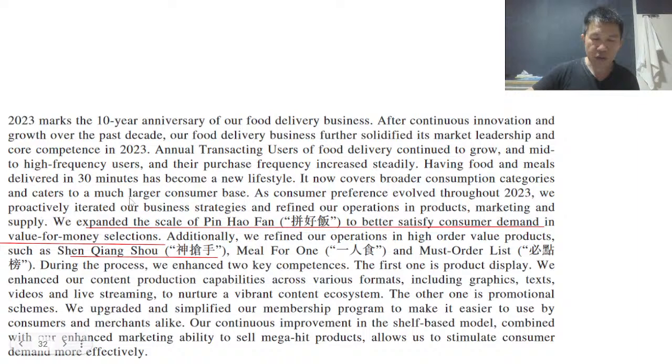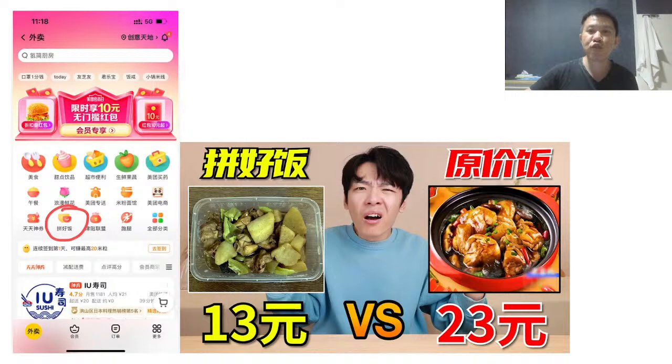So in the management statement, we see that for their food delivery, they focus on two new projects called Ping Hao Fan and Shen Qiang Shou. Sounds very sexy. Also, what does this mean? Ping Hao Fan means you fight for a good meal. You fight for a good meal.